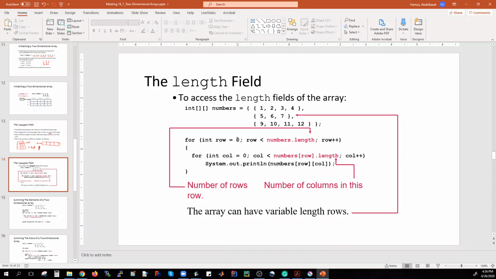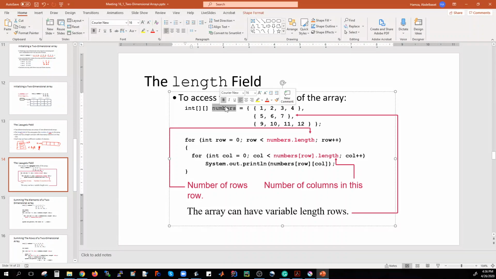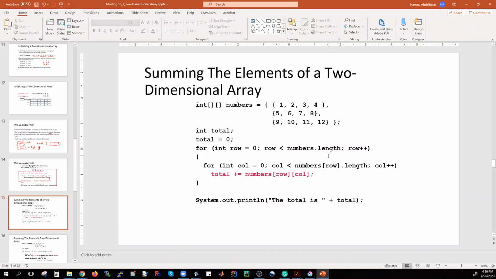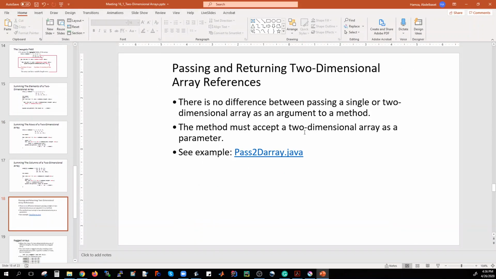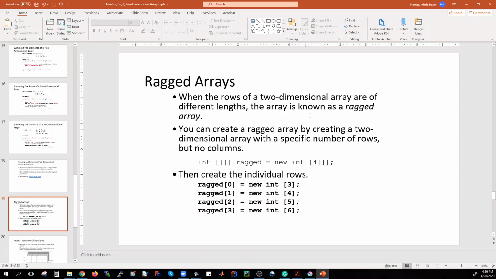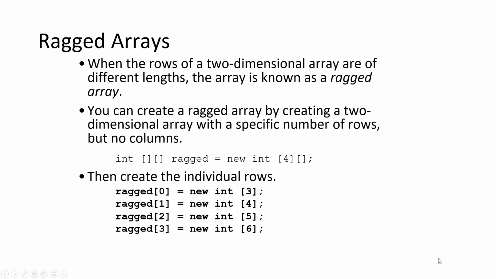All right, so again, the array name dot length gives you the number of rows. If you say numbers[0].length, for example, that is going to give you the number of columns. Now, does it have to be 4 for everyone? All right, so these are the examples of summing rows and columns. These are all the examples we saw. But one important thing that we need to cover is, does it have to be the same number of columns for each of the elements? And the answer is no.